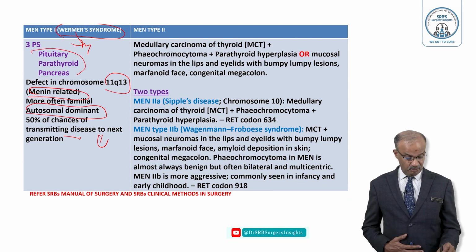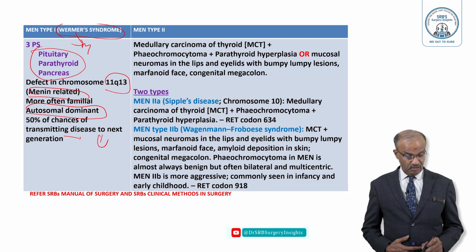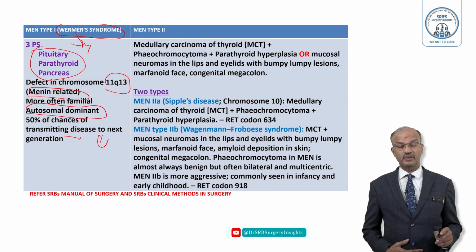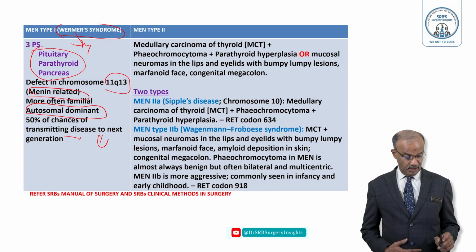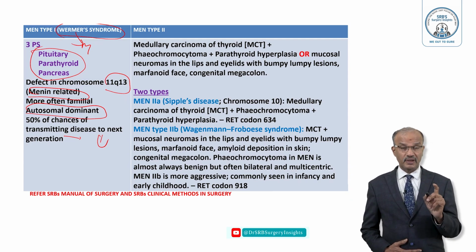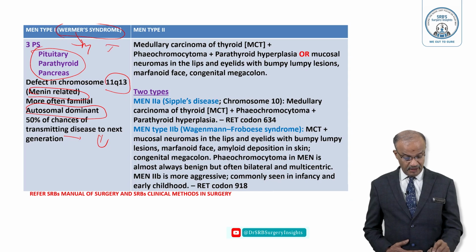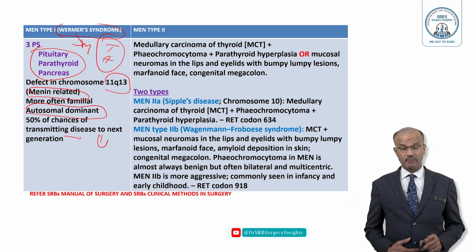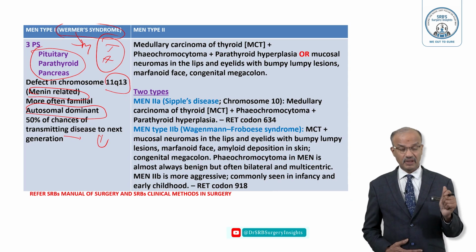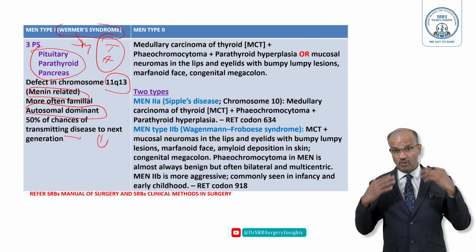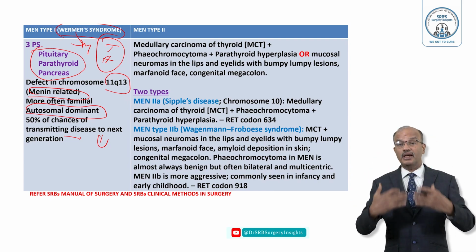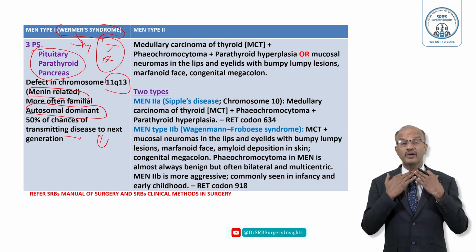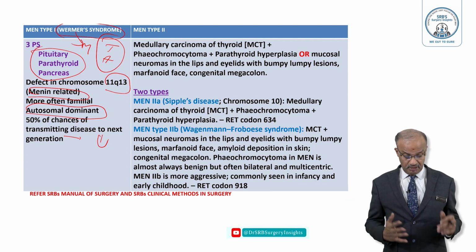The 3 main organs involved are the 3 P's: pituitary, parathyroid, pancreas. And again remember, thyroid and adrenals are not commonly involved in type 1. That is a difference. So pituitary, parathyroid, pancreas, if you remember from above downward, but no thyroid, no adrenal. So that's what you have to remember.